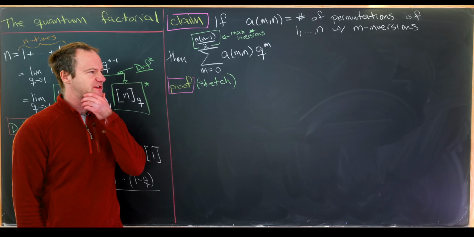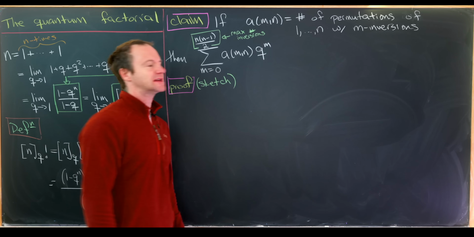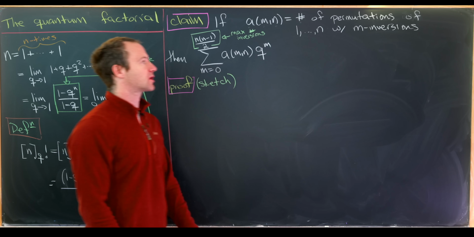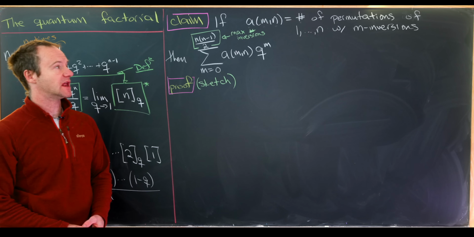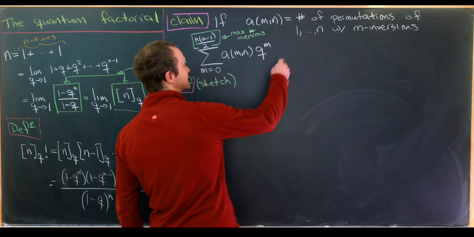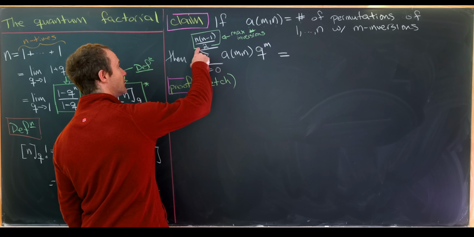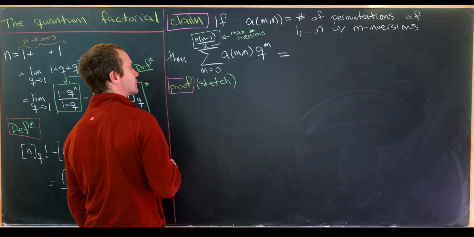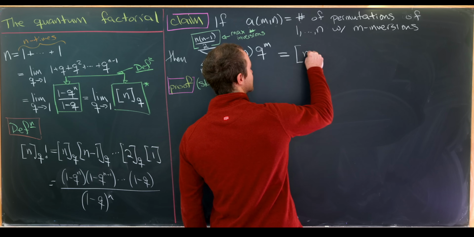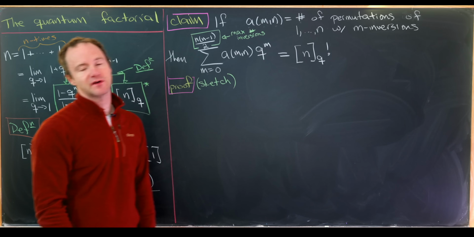So let's look at some notation which we might need in order to prove that claim. So let's set the number A_{m,n} equal to the number of permutations of the set 1 to n with exactly m inversions. Then the result that we'd like to prove is that the sum as m goes from 0 up to n times n minus 1 over 2 of A_{m,n} q^m equals this q-analog of the factorial, so [n]_q factorial.